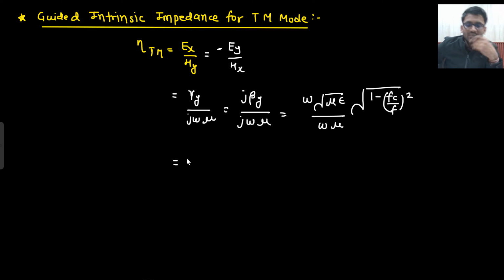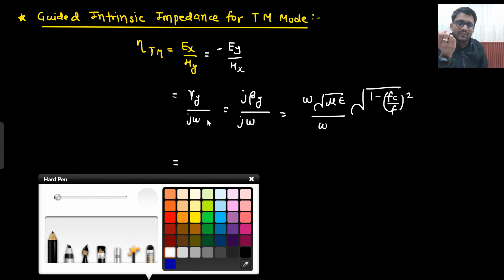Why is eta coming down? Let me check if there is some error. Yes, I made an error in the Hy expression. Actually it would be epsilon, right? So it was a blunder.